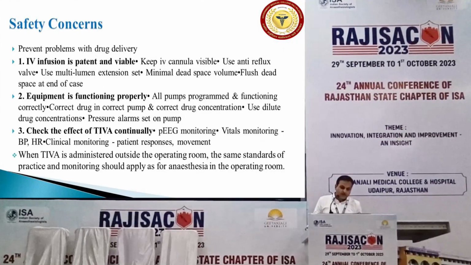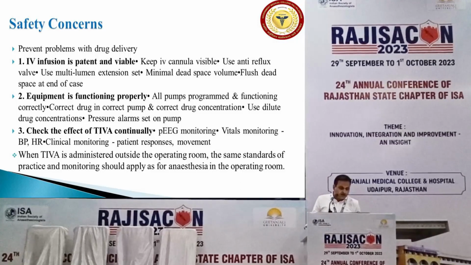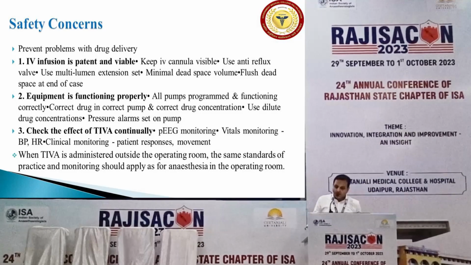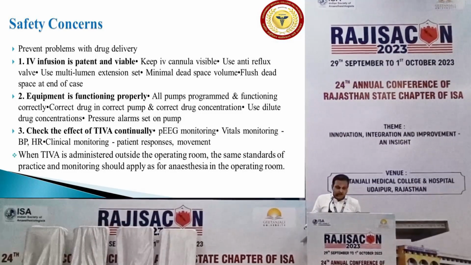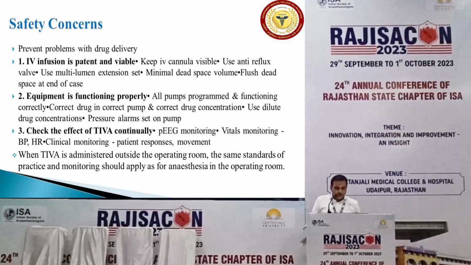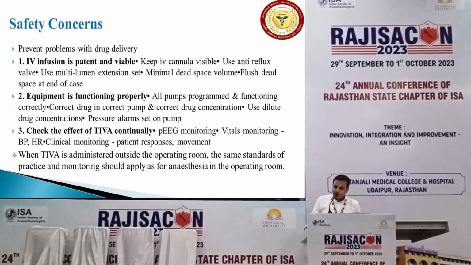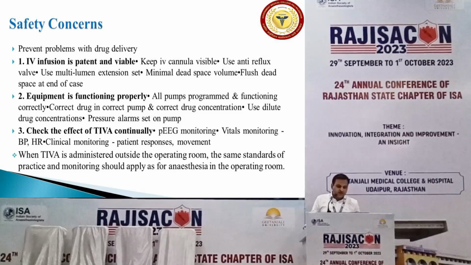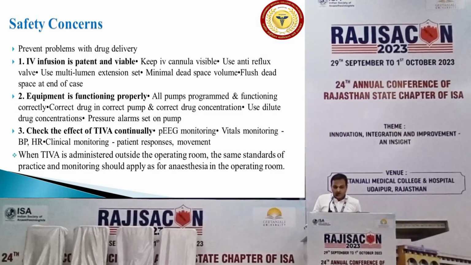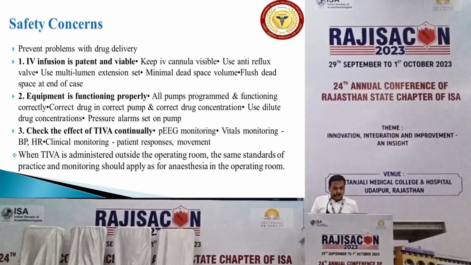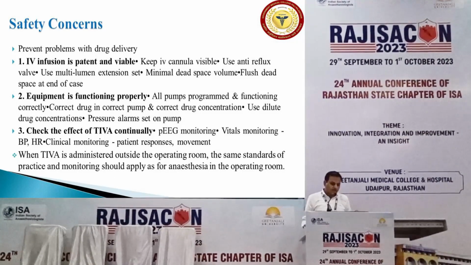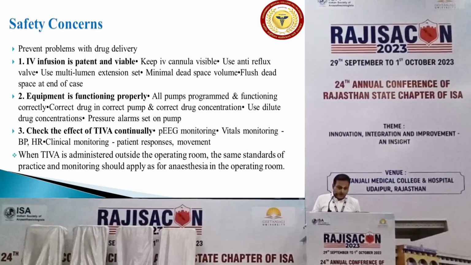Safety concerns: to prevent problems with drug delivery, ensure the IV infusion is patent and viable, keep the IV cannula visible, use an anti-reflux valve, use a multi-lumen connector, minimal drug dead space volume, and flush the dead space at the end of the case. Ensure the equipment is functioning properly, so ensure all pumps are programmed and functioning correctly, correct drug in the correct pump and correct drug concentration, use dilute concentrations of the drug, and pressure alarms should be set.